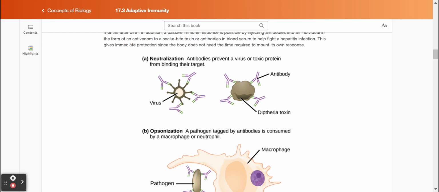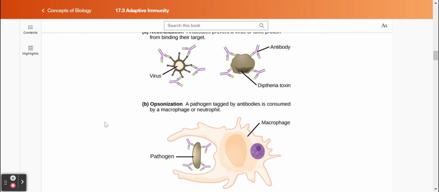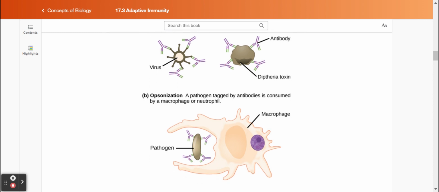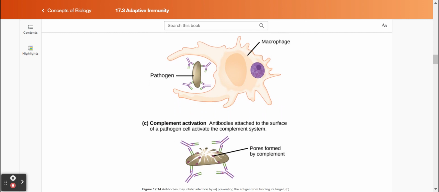Panel A shows neutralization. Antibodies prevent a virus or toxic protein from binding their target. Panel B shows opsonization. A pathogen tagged by antibodies is consumed by a macrophage or a neutrophil. And panel C shows complement activation. Antibodies attached to the surface of a pathogen cell activate the complement system.